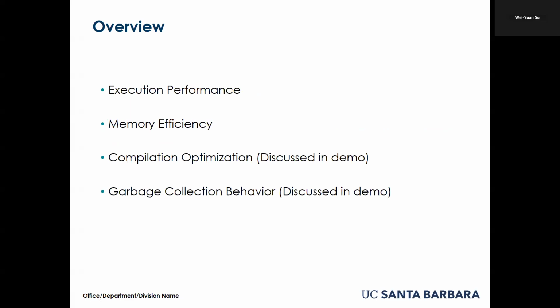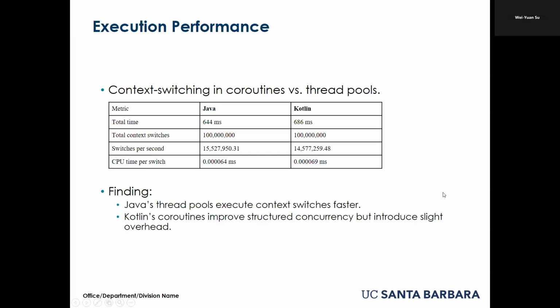We investigate from four different aspects. The first one is execution performance, the second one is memory efficiency, the third one is compilation optimization, and the last one is garbage collection behavior. We will discuss the first two now, and we will discuss the last two in the demo. So first, let's talk about execution performance.